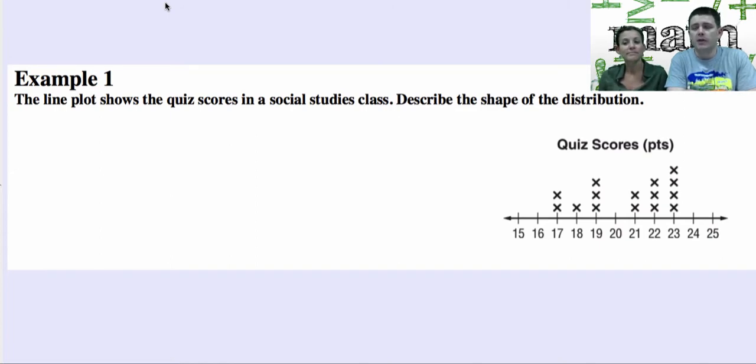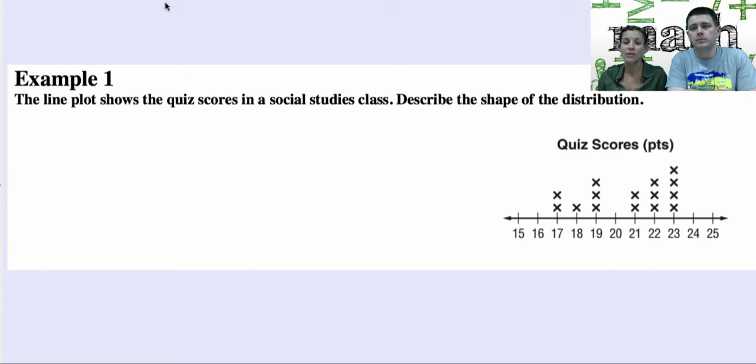Then we start to pick off each of those vocabulary terms and see how it applies. I notice there's a hole in the middle of the graph here. So we would describe that by saying there is a gap between 19 and 21. I'm going to go cluster. We have two clusters. We have a cluster from 17 to 19 and a cluster between 21 and 23.